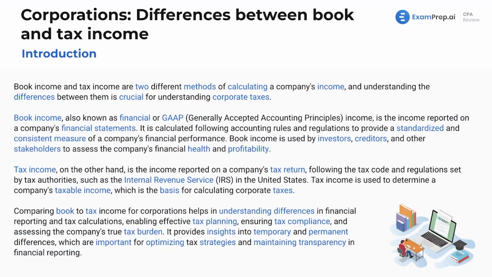Diving into our differences between book and tax income, these are going to be two different methods of calculating companies' income, and understanding the differences here is going to be crucial for understanding corporate taxes. As mentioned, and I'll mention many times over, if you take the financial exam, guess what? You're going to be dealing with book income, and for this test, I'll give you one shot at guessing which we're going to be using here. Well, that is tax income.